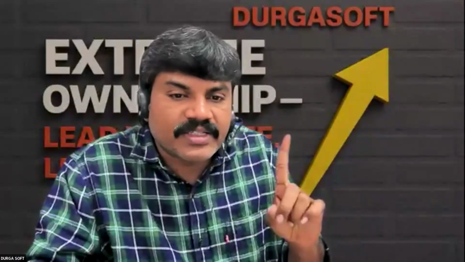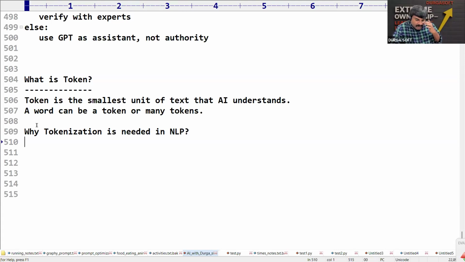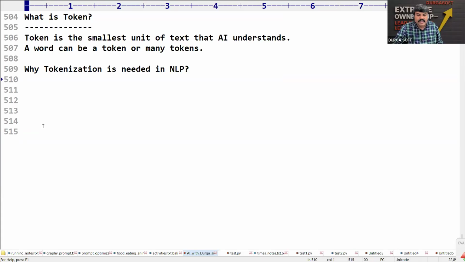So what is tokenization? Maybe a chance to ask in the interview room, so better to note this definition. What is the meaning of tokenization? Why is tokenization required? Why is tokenization needed? In NLP, natural language processing, tokenization is needed because computers can't understand raw text. Tokenization breaks text into small units which can be converted into numbers for processing by NLP models.